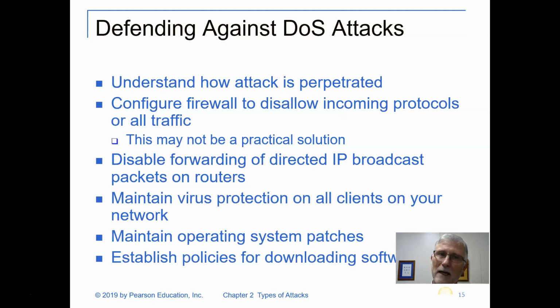But now, how do I defend against DOS attacks? One is basically to understand how the attacks happen. You want to make sure you configure the firewall to disallow incoming protocols. But sometimes disabling incoming protocols or all traffic may not be a practical solution. Another is disabling forwarding of directed IP broadcast packets. So don't let broadcast packets go beyond your router.